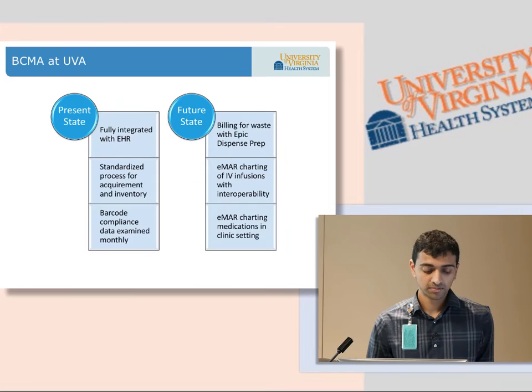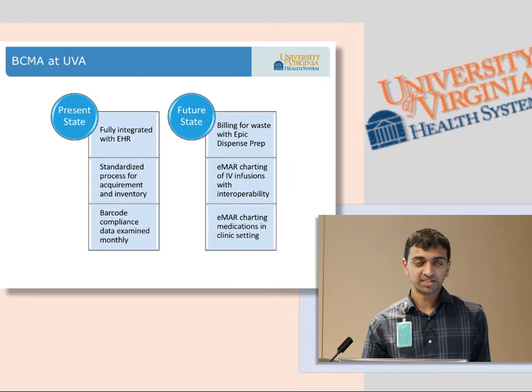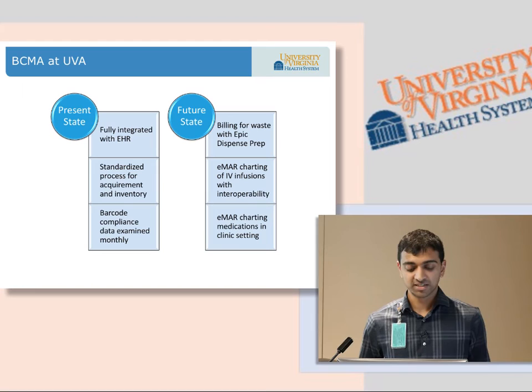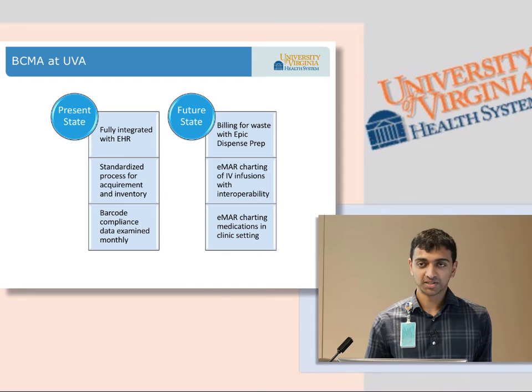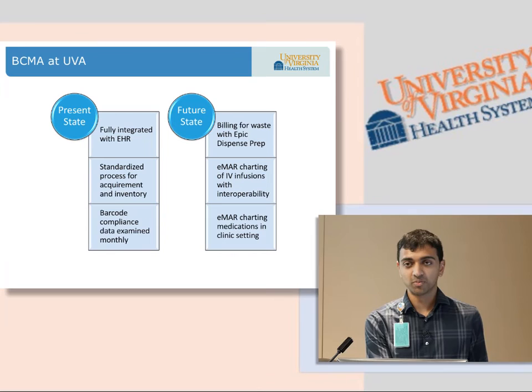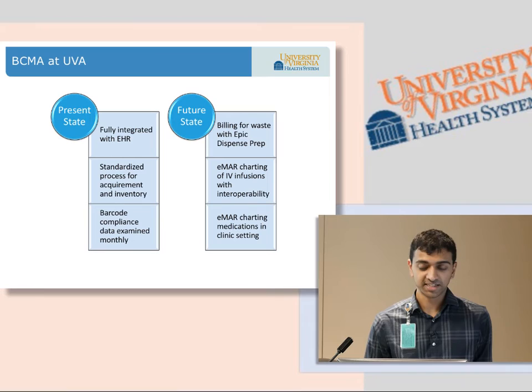So BCMA at UVA. Fortunately, here at UVA we are fully integrated with BCMA across the inpatient side. All the medications that come into our inpatient pharmacy and are dispensed to our inpatient units are barcoded. We have a standard process for acquisition and inventory, as well as making sure everything is barcoded in that respect. Everything that comes into this lab that doesn't have a barcode is assigned a barcode, and if it's not tied into the correct databases, it's put into our blue bins, and that process is in place too. And like I said, our barcode compliance data here is examined on a monthly basis.